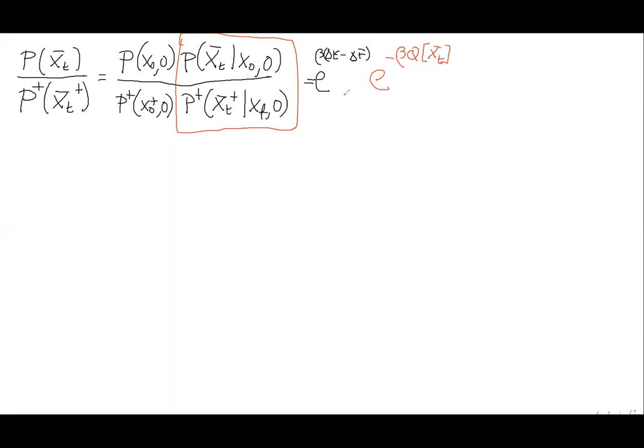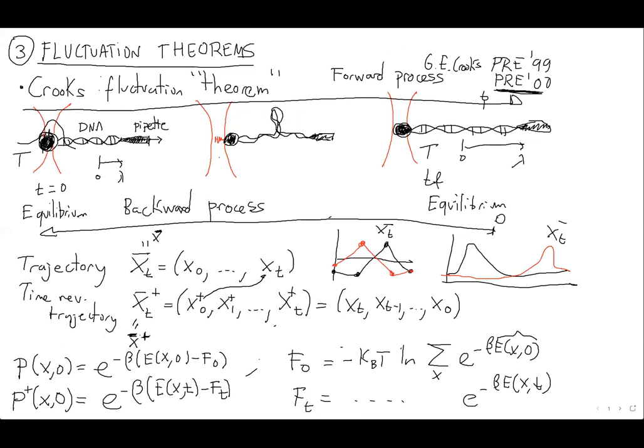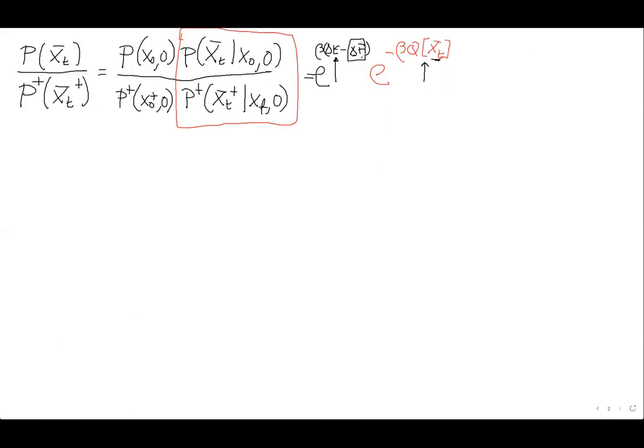Very important point when you read Crooks' paper, and I don't know if it's very much emphasized. This is stochastic. It depends on the trajectory. This is also stochastic. It depends on the initial and the final value. This is not stochastic. This is deterministic. These are numbers. This comes from the normalization of the probability. You see, we are summing over all possibilities. This is not stochastic, but all the rest is stochastic.